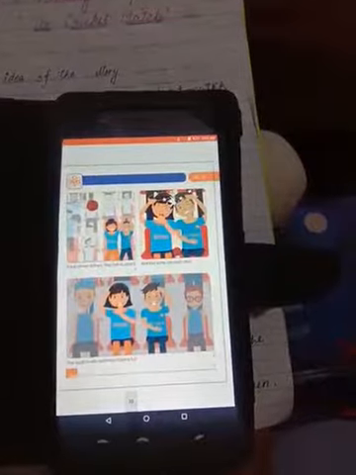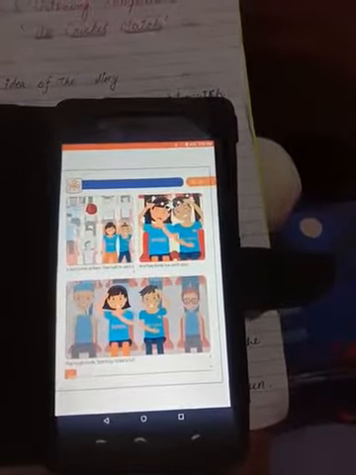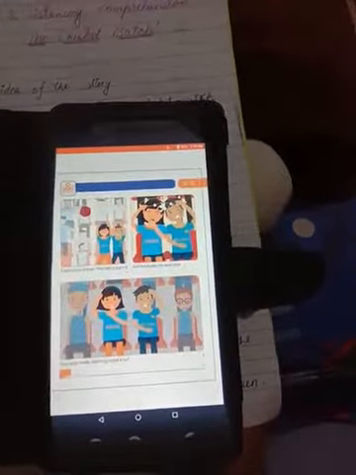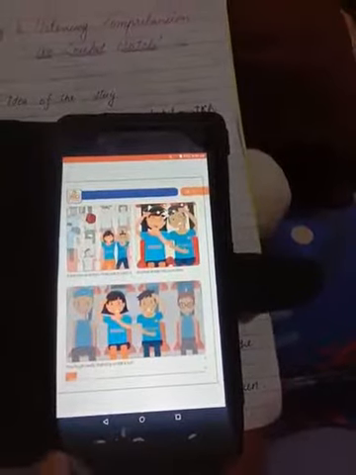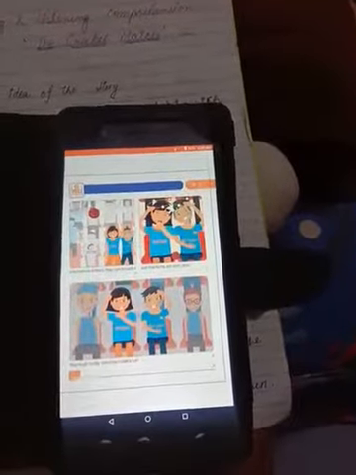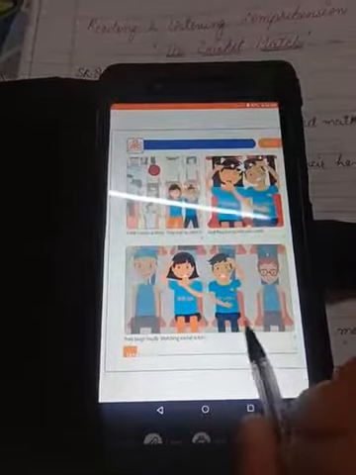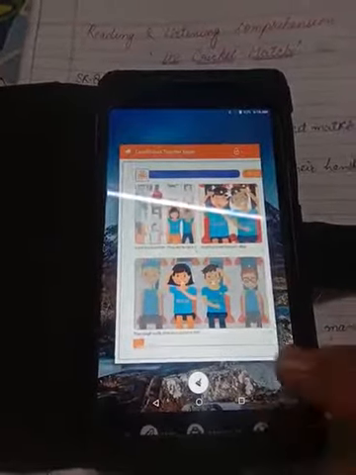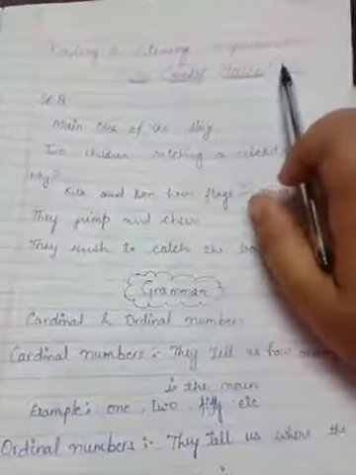A ball comes at them. They rush to catch it. And they bump into each other. They laugh loudly. Watching cricket is fun. So we read the story, The Cricket Match.